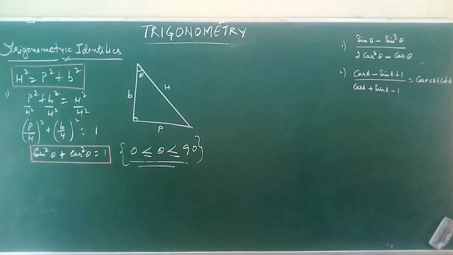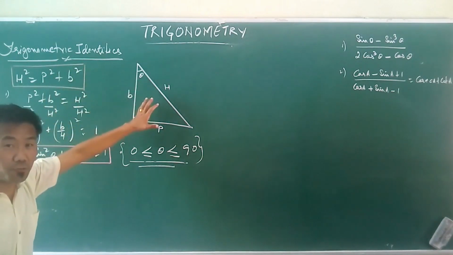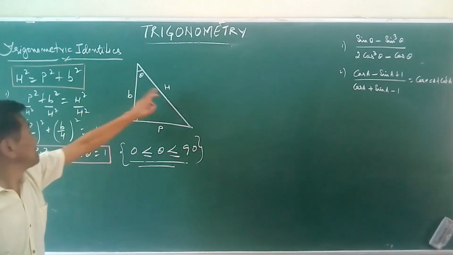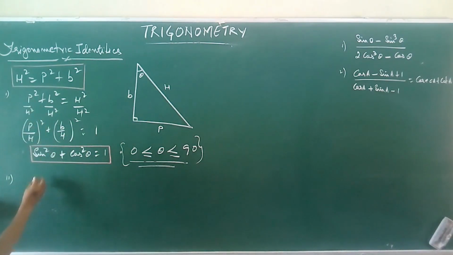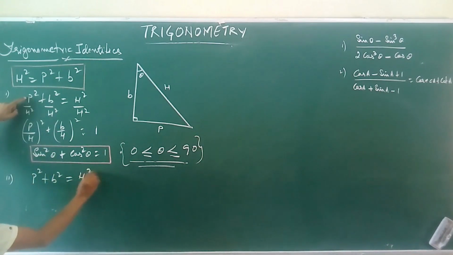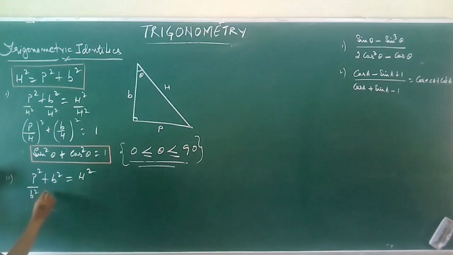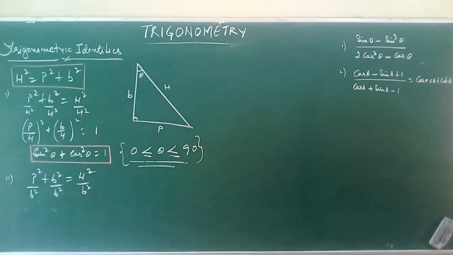Now the second condition here, if we are going to divide the whole of this equation, the Pythagoras theorem, by something. For example, in the first part we divided by h. Now divide by b. So we say p square plus b square is equal to h square. It's the Pythagoras theorem. If we divide by b square, divide every term by b square, now convert these to the trigonometric ratios.